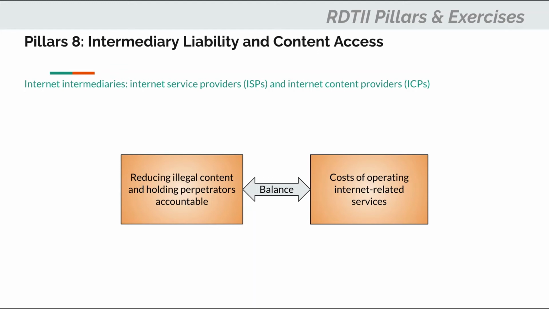Pillar 8 deals with measures governing intermediary liability and restrictions on content access. Internet intermediaries can be defined as the intermediaries that bring together or facilitate transactions between third parties on the Internet by giving access to, transmitting, and indexing content, or providing Internet-based services to third parties.